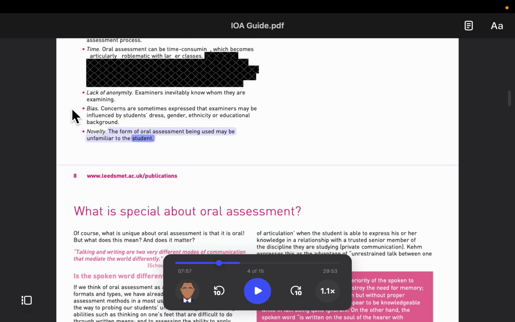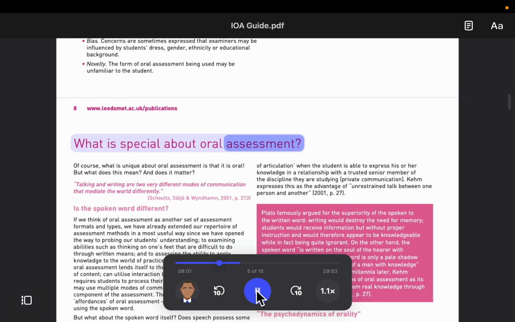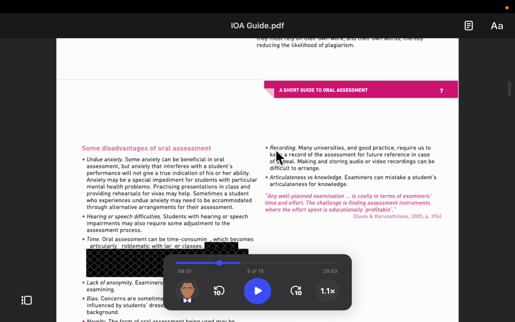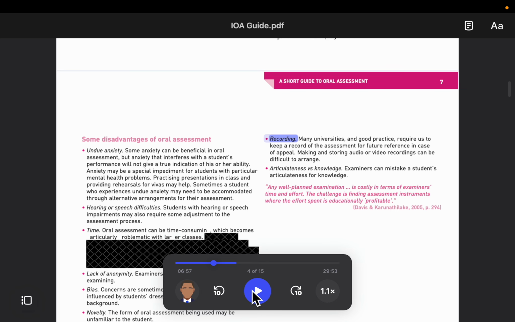Lack of anonymity and bias become a pretty big issue for us in IOAs, and I would say that the antidote to both of these is rubrics. If you have a strong rubric, then the lack of anonymity should not lead to a lot of bias. And we'll talk more about that in a later page. What is special about oral assessment? Before we do that, we actually have a couple more disadvantages to talk about. Sorry, this PDF's jumping around a little bit.